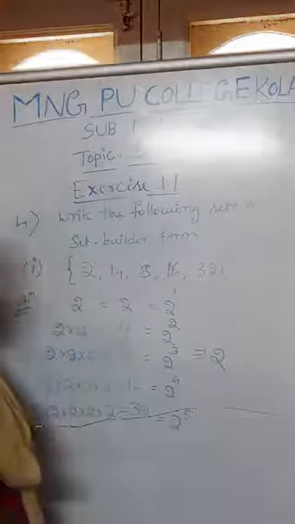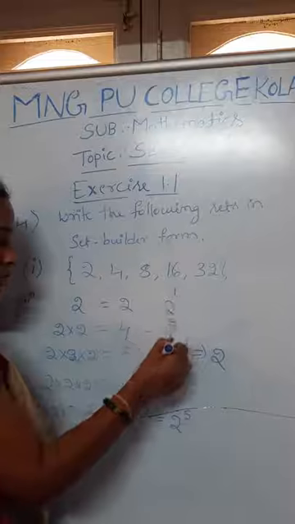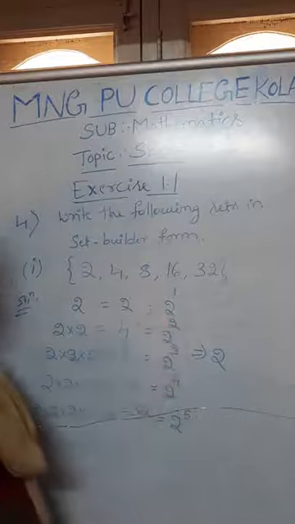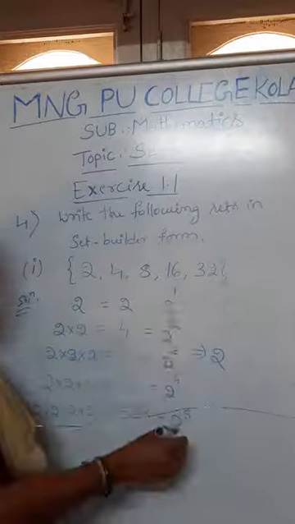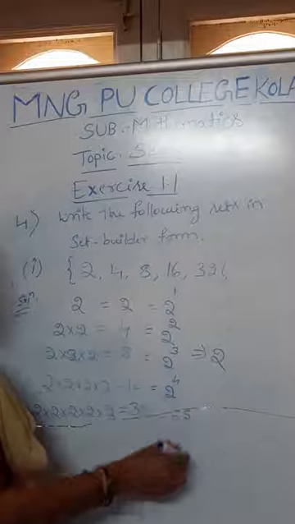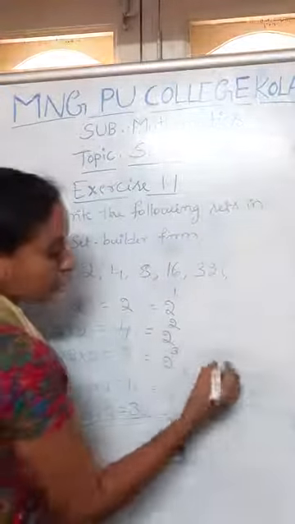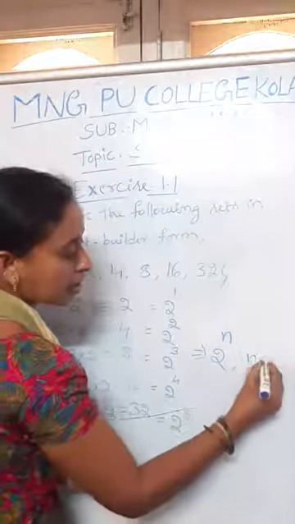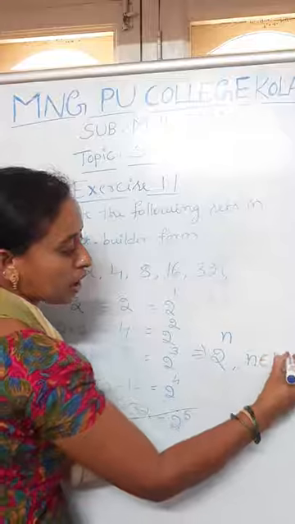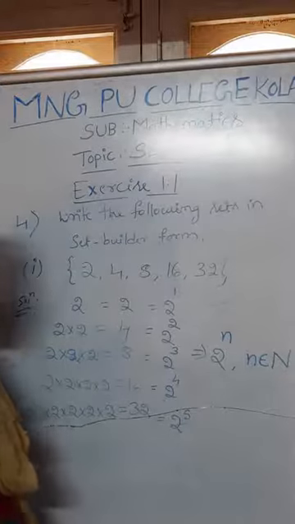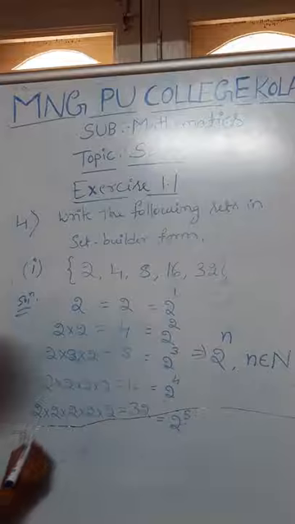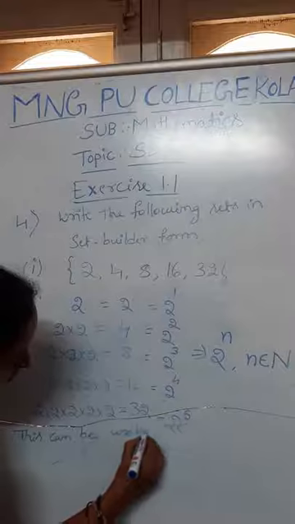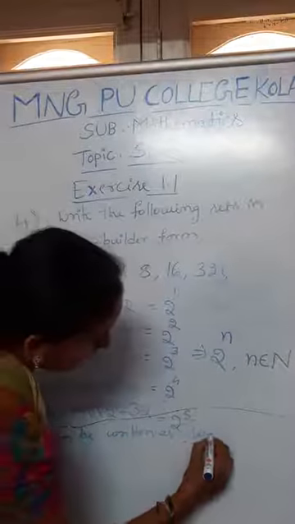That's why I write 2 as it is. The powers are 1, 2, 3, 4, 5. This indicates natural numbers; the powers are changing, from 1 to 5. These natural numbers are denoted by small n. This n belongs to the standard notation N. So this can be written in set builder form.